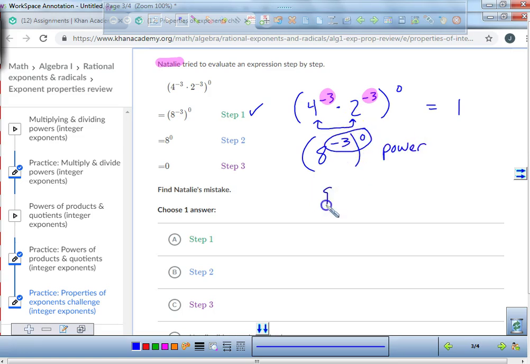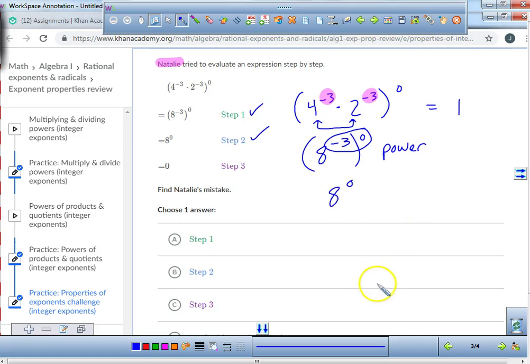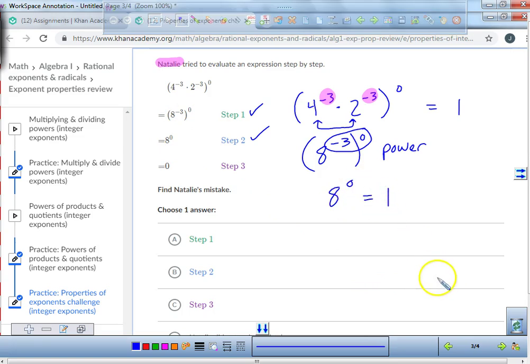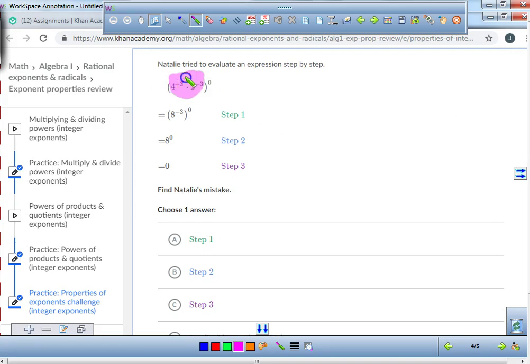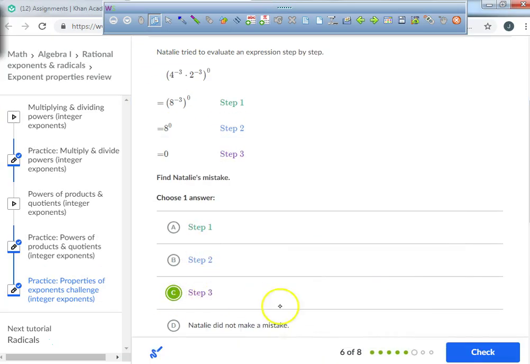What's -3 times 0? -3 times 0 is 0. So she did that right. But what does she not know? That 8 to the power of 0 is 1. So where did she mess up? Step 3. That's where she messed up. She dropped the ball. But actually, Natalie, what I would tell you is, listen, anything right here, I don't care what it is, if you raise that to the power of 0, what's your answer going to be? 1. So right now, we'll just say you messed up on step 2.